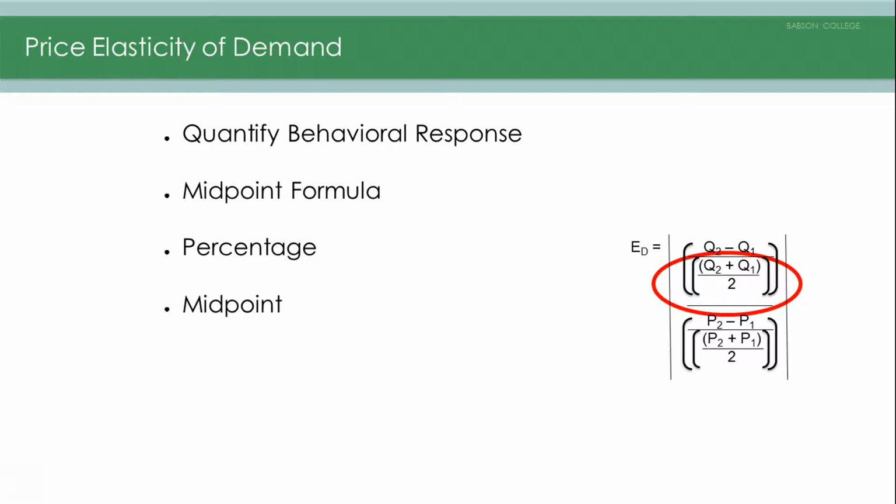So we pretend like we're starting at the midpoint between the starting and ending point for both the quantity and the price. And that allows us to really be independent of which direction we're talking about, because we're really capturing that behavioral change of those 2 points on the demand curve.